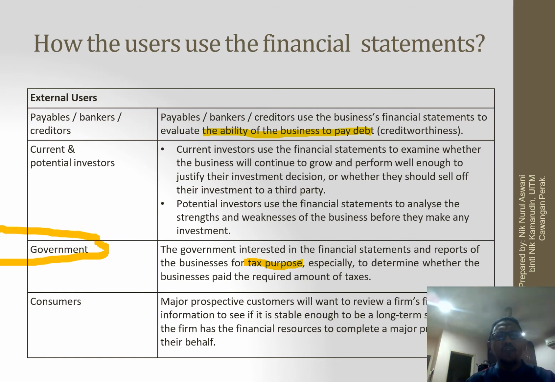Okay, consumers, major prospective customers will want to review a firm's financial information to see if it is stable enough to be a long-term supplier. Okay, long-term supplier. Another is bankers. Bankers want to know about the business: if you want to make a loan from the bank, they want to know the stability of the business, whether the business can pay the installments of their loan in the future.